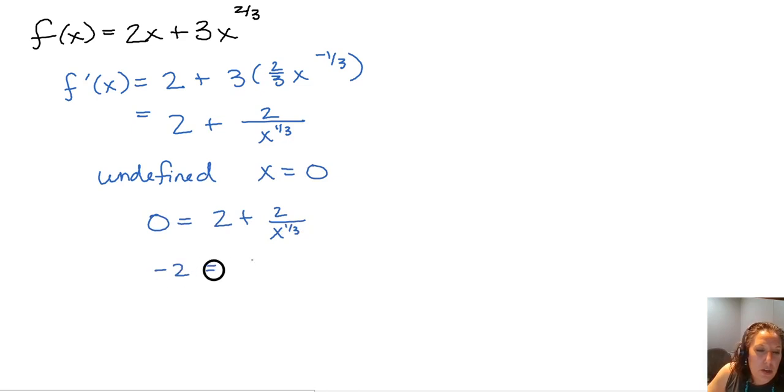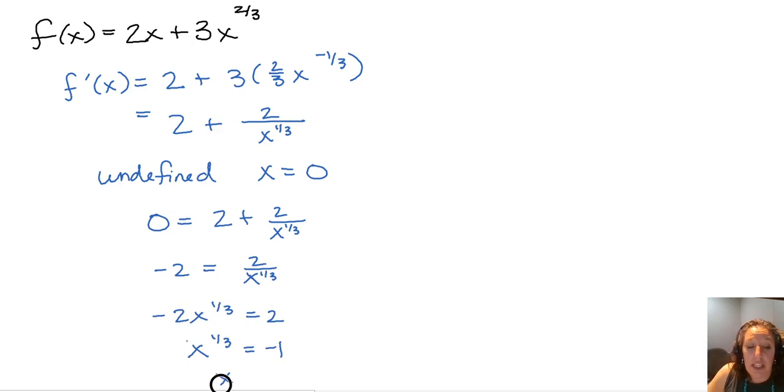So I'm going to subtract 2 from both sides, multiply both sides by x to the 1/3, divide by negative 2, and we get that x, and then we can raise both sides to the third power. Negative 1 cubed is still negative 1. So we actually have 2 critical values here.